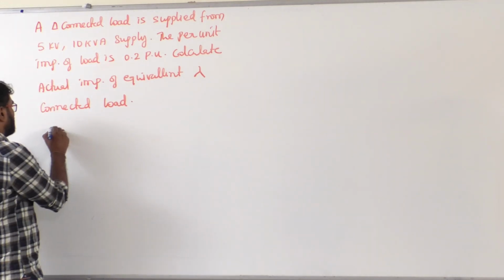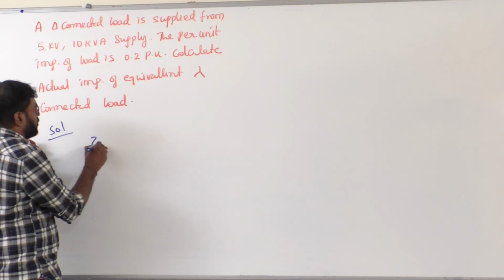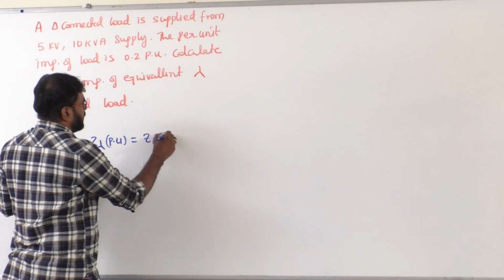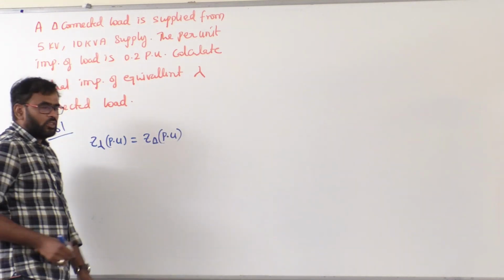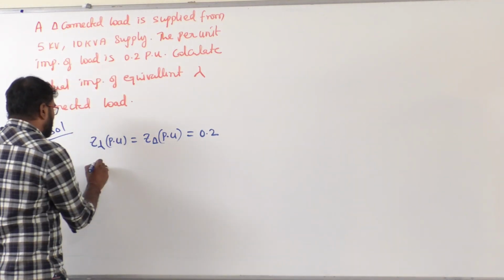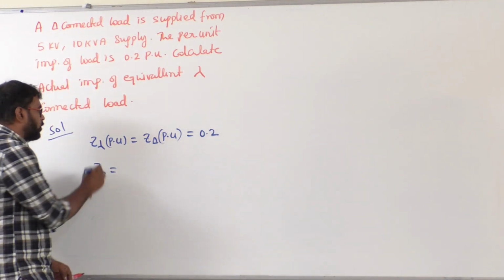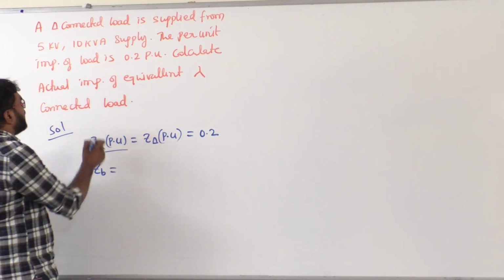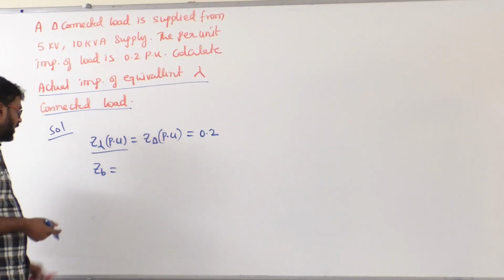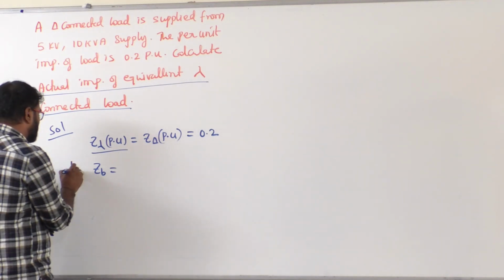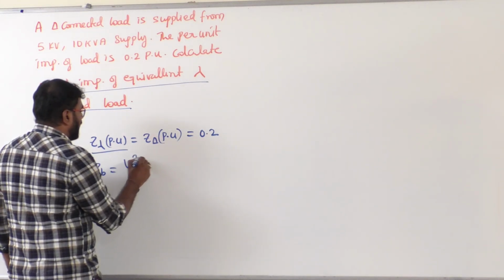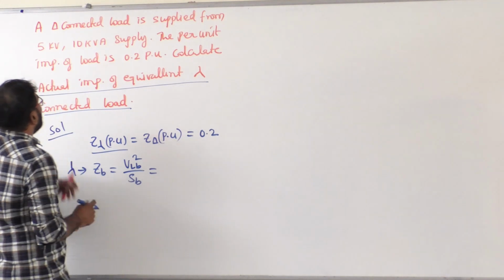Now the first method. We know that Z star per unit equals Z delta per unit, so I get 0.2. Now tell me what is the Z base for star connection, because I know the Z star per unit, and he is asking the actual impedance of the equivalent star connected load. So I need to calculate Z base for star connection. What is Z base for star connection? V line base squared by S base.